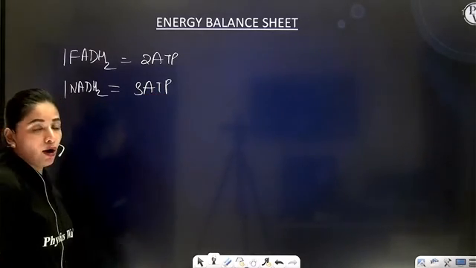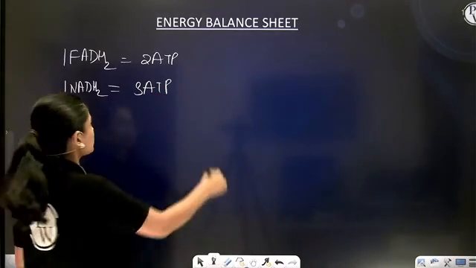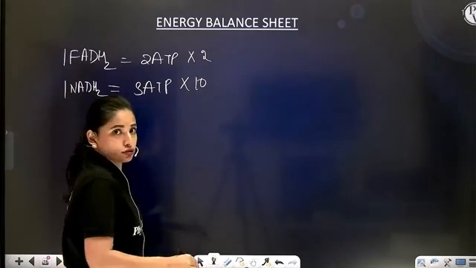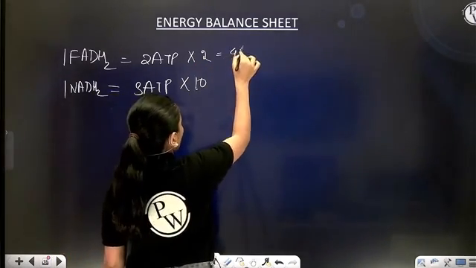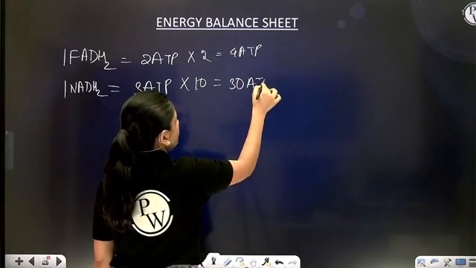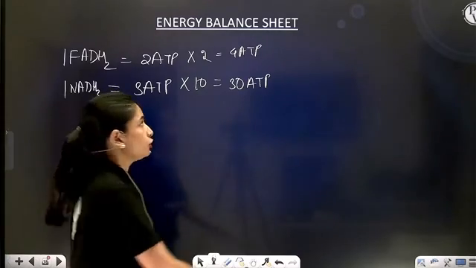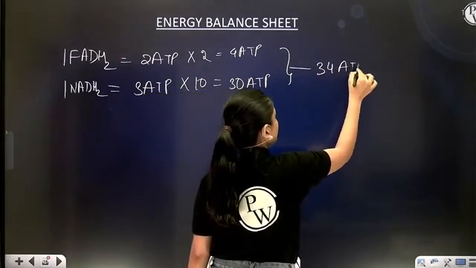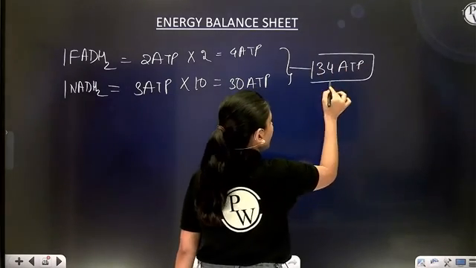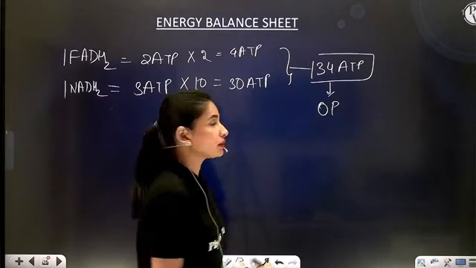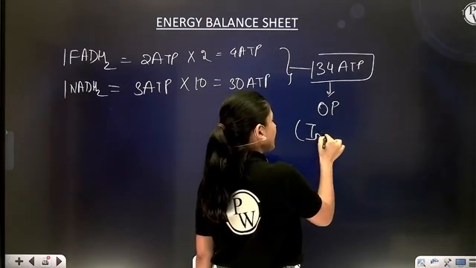Right? Now, how many FADH2s and NADH2s are there? There are 2 FADH2s and 10 NADH2s. So, total 4 ATP from FADH2 and 30 ATP from NADH2. Total 34 ATP you are obtaining by the process of oxidative phosphorylation, which you can also call indirect ATP.